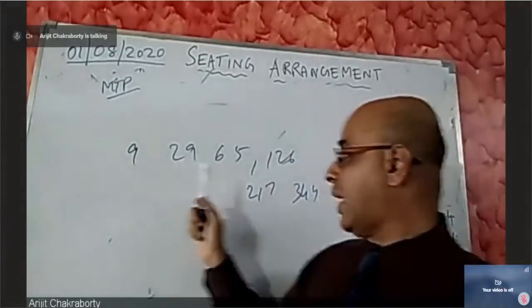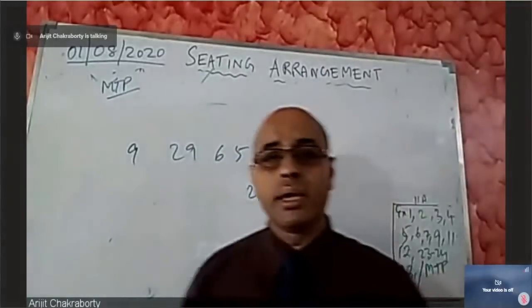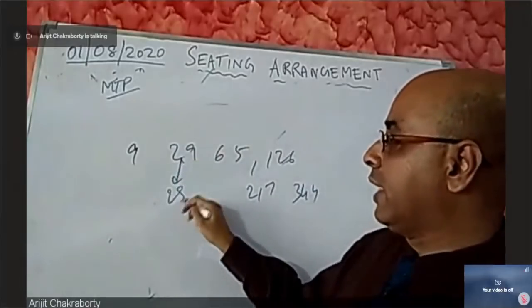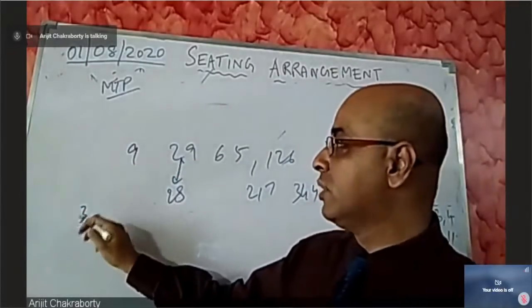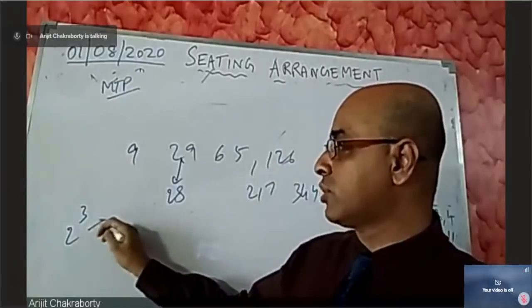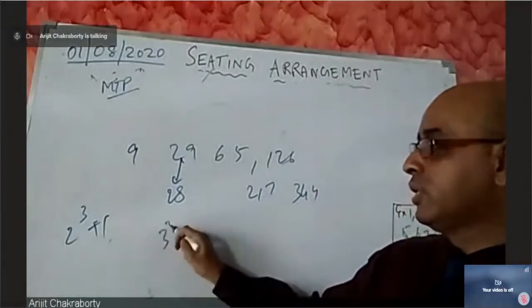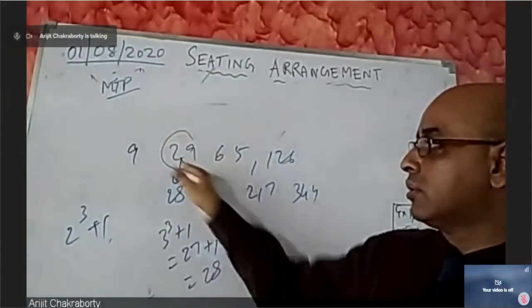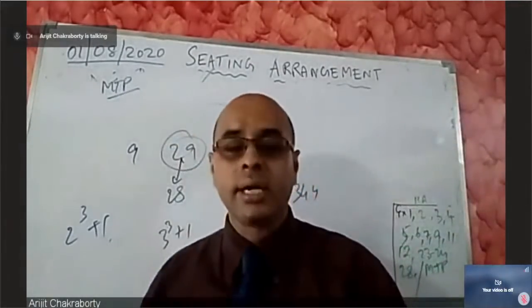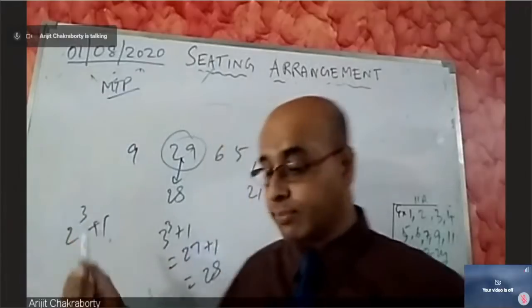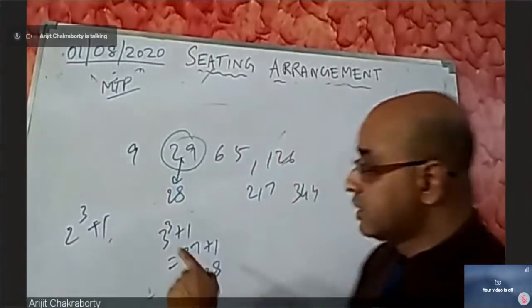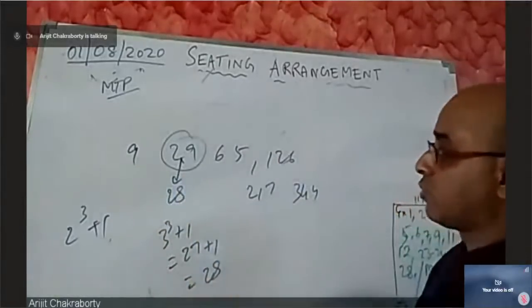So from that angle, I think 29 is the odd man out, because ideally this should have been 28. Everywhere you have 9, for example, it is 2q plus 1. So this should have been 3q plus 1, which is 27 plus 1, which is 28. So your answer is correct, but accidentally correct.